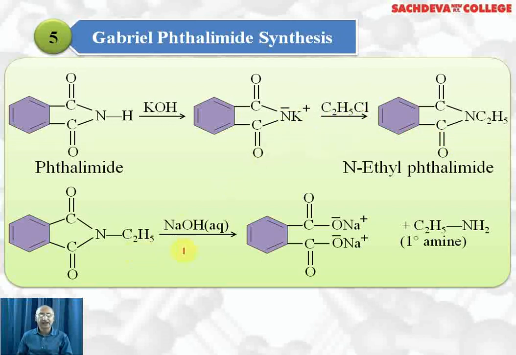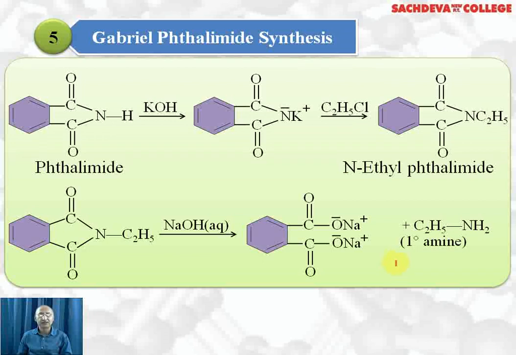N-ethyl phthalimide when hydrolyzed in aqueous solution of NaOH, we will get sodium phthalate and ethylamine will be formed. If you acidify it, we will get phthalic acid. So primary amine is formed which can be easily separated from sodium phthalate, and that is the reason that pure primary amines can be obtained by this method. But by this method only aliphatic amines can be prepared.